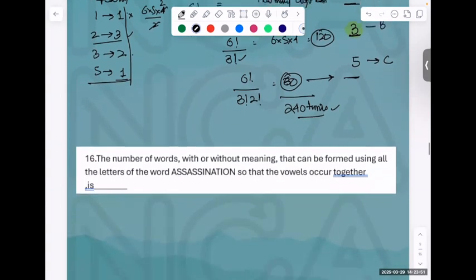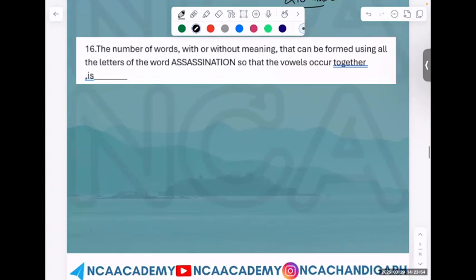Okay, try this one. The number of words, with or without meaning, that can be formed using all the letters of ASSASSINATION so that vowels occur together. This is really important when they occur together. Now this is going to be a problem. We've done this in the case of dice, sorry, when we said 2 reds are going to be together. Now I'm just going to explain it.